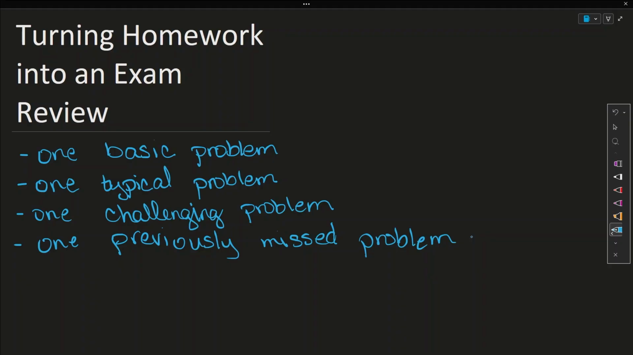While you work, notice what happens. Do you know how to begin? Can you remember the formula or procedure? Do you understand why the steps work? Do you make the same mistake again? Do you need to look at an example? Your goal is not to prove that you remember everything. Your goal is to discover what needs more attention before the exam.